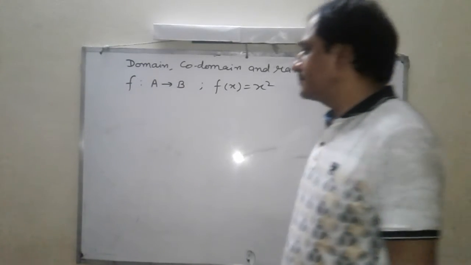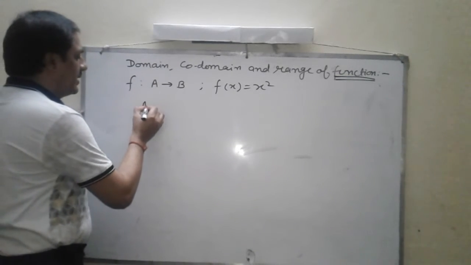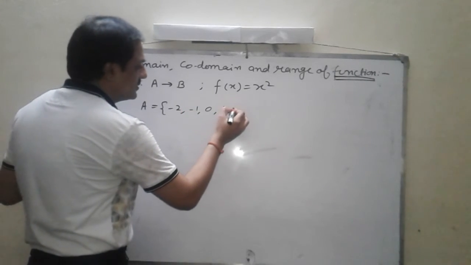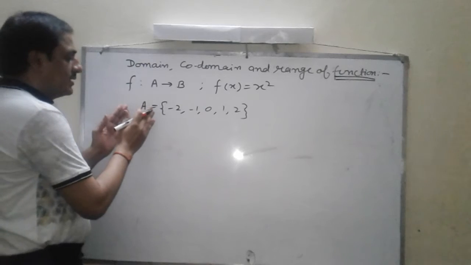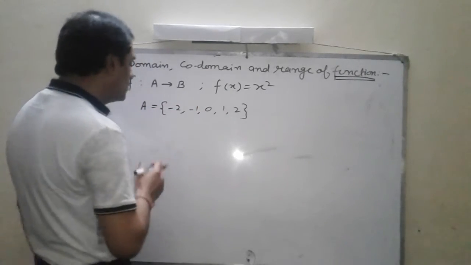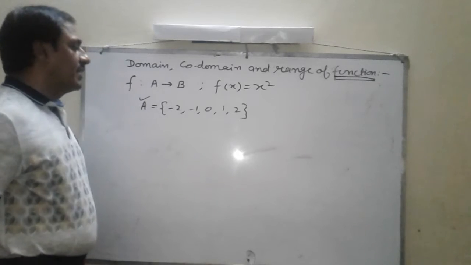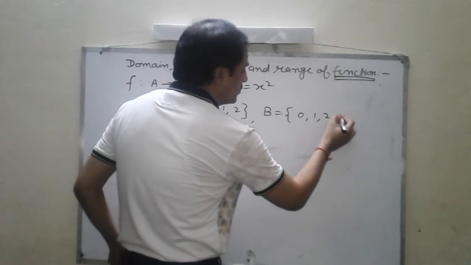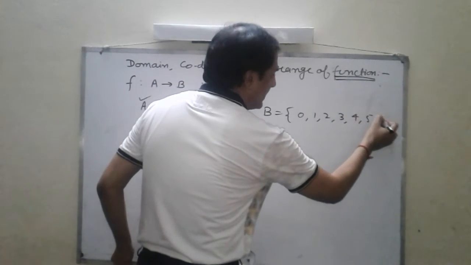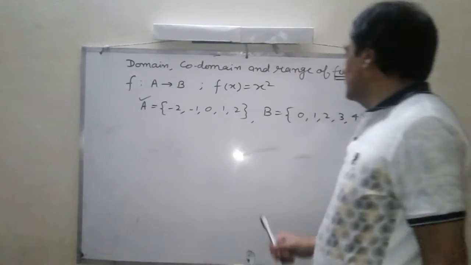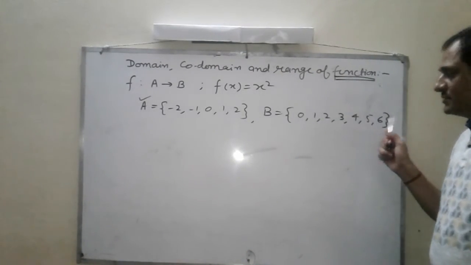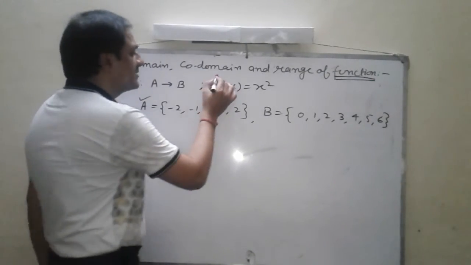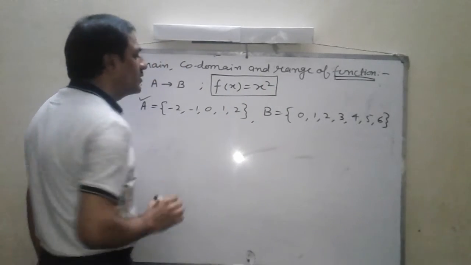For example, A is equal to -2, -1, 0, 1, 2. Here -2, -1, 0, 1 and 2 are the elements of set A. And suppose B is equal to 0, 1, 2, 3, 4, 5 and 6. Here the function is defined as f of x is equal to x square.